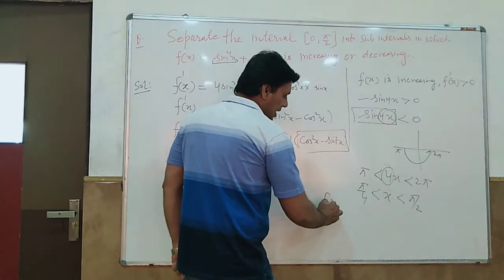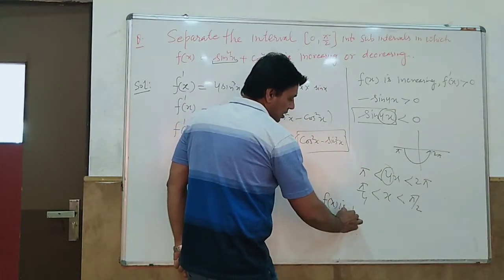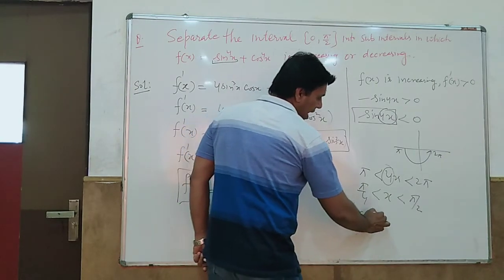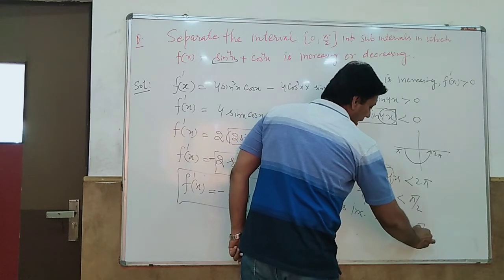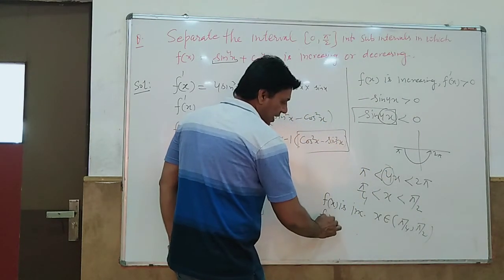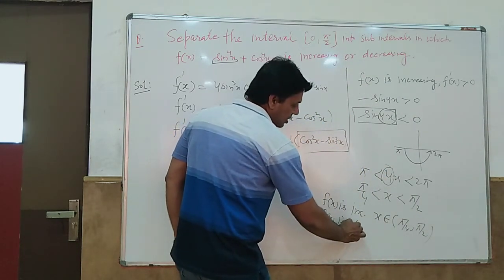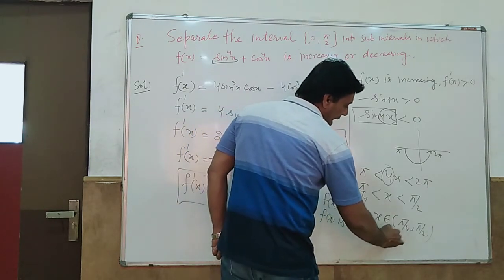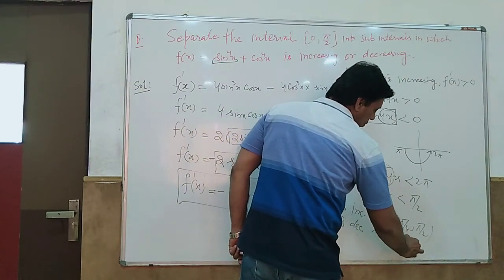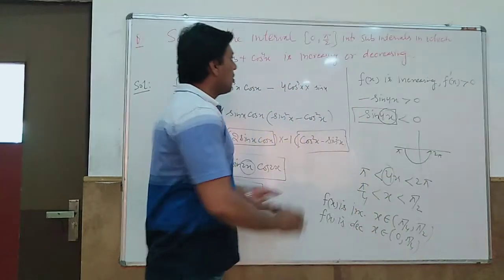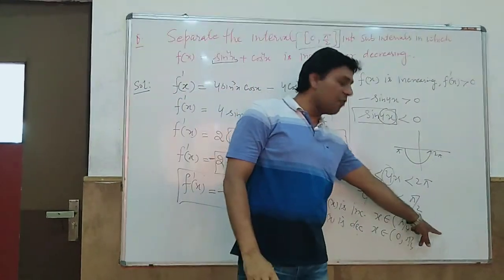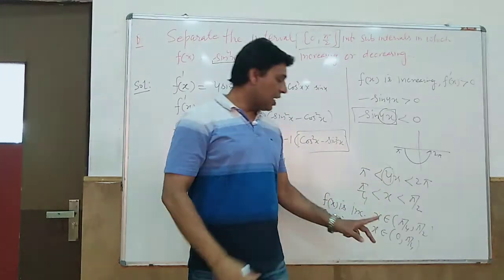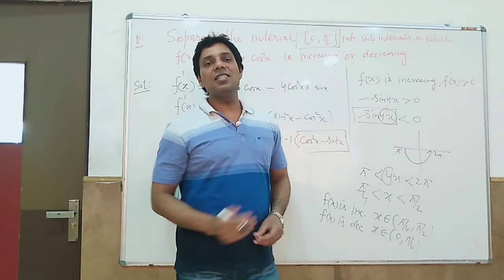So I can say f(x) is increasing when x belongs to pi by 4 to pi by 2, and obviously f(x) is decreasing when x belongs to 0 to pi by 4. So it means we have divided this interval into two portions. In one portion the function is increasing and in the other portion the function is decreasing.